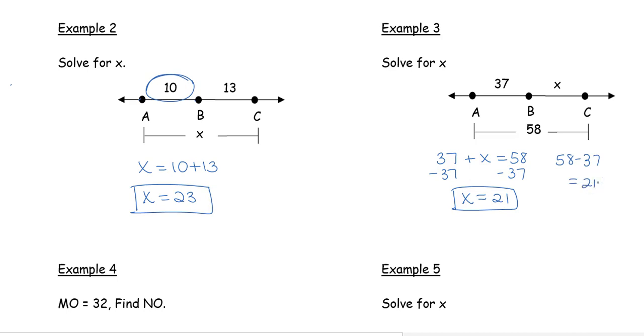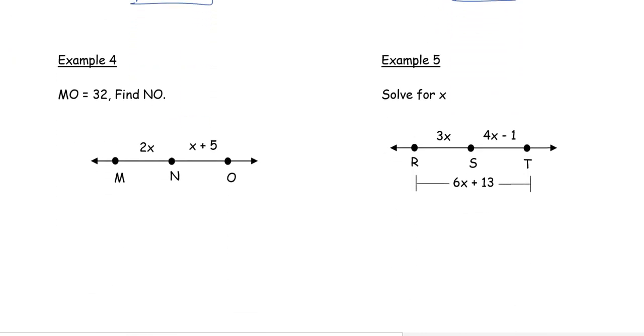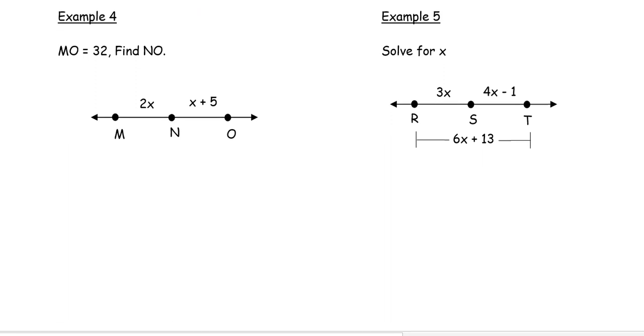All right, we're going to make it a little bit harder now. Instead of so many numbers, we're going to introduce some more variables here. In example 4, we want to find what NO is. So we're given that from M to O, this isn't labeled. So anytime we have information that we're given that's not labeled on the diagram, the first thing that we want to do is go ahead and put that information on the diagram so that we have a better picture of what's going on. We can see our numbers a little bit easier. So I'm given that from M to O is 32.